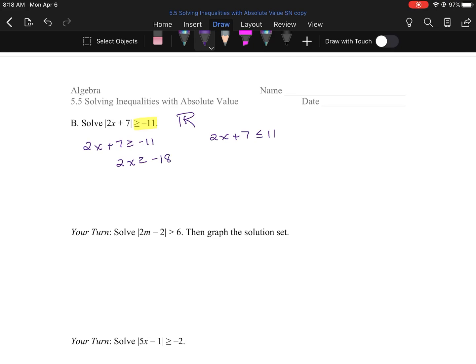So I'm going to subtract 7 from both sides, and then divide by 2. Over here, I'm going to subtract 7 and divide by 2. Now let's graph this.